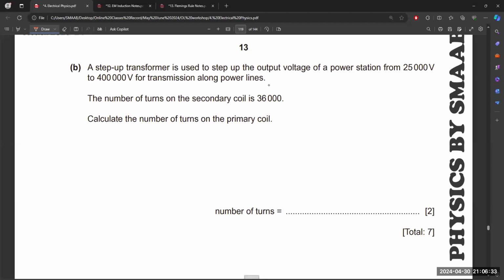And again, we have a question of transformer. This is the third question of transformer we are getting. There is a step-up transformer used to step up the voltage of a power station from 25,000 volts to 400,000 volts for transmission along power lines. The number of turns on the secondary coil is 36,000. And again, you have to calculate the number of turns in the primary coil, which is unknown. Again, same formula.